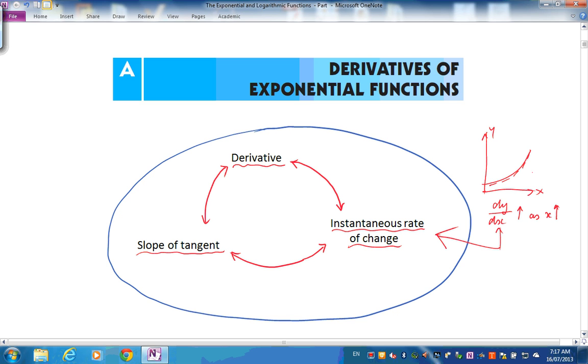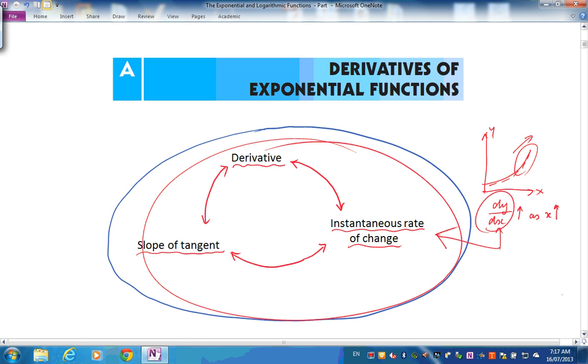Not only is it going up here as x tends to infinity, but it's going up more quickly because the gradient is getting steeper. The gradient of the tangent is getting steeper. So we're playing with all of this. Around and around we go. I want you to be flexible in what you think of this derivative. It's basically a process, isn't it? But what does that mean?